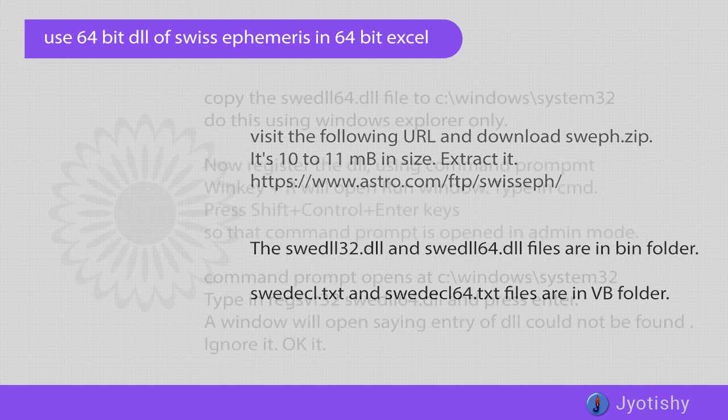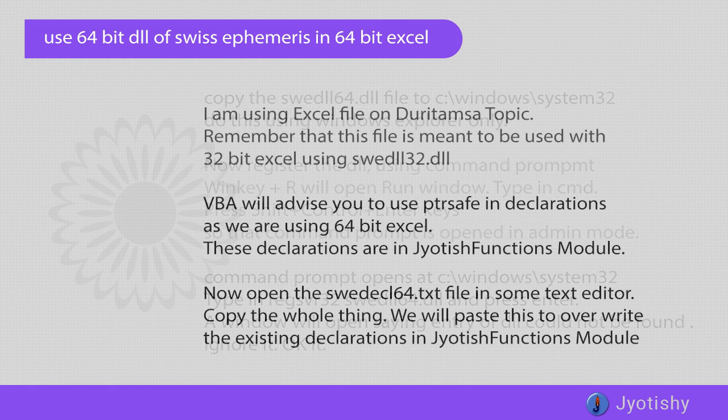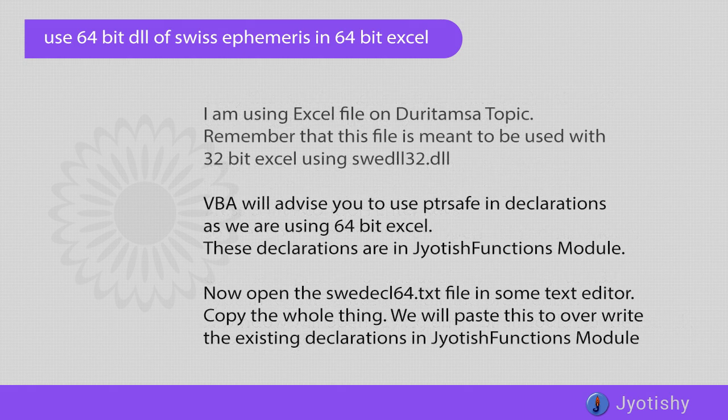This is the procedural detail for copying the 64-bit DLL to the Windows directory and then registering it. Anyway, you are going to see a practical video on this, so just in case you have any doubt, you can refer to this text. These are the procedural details in text form instructing you how to copy the 64-bit declarations in place of the 32-bit declarations in the Duritamsa file. You can see the video next.